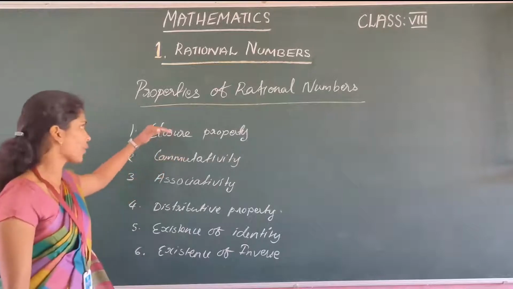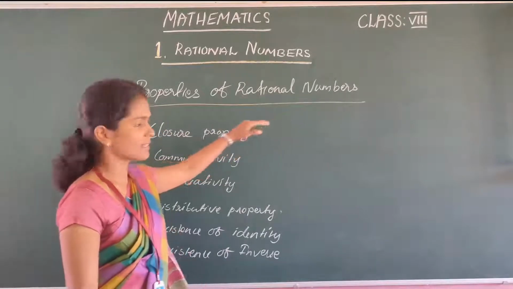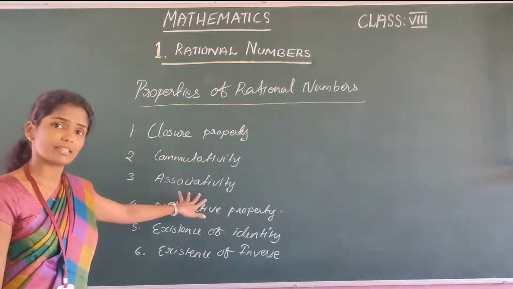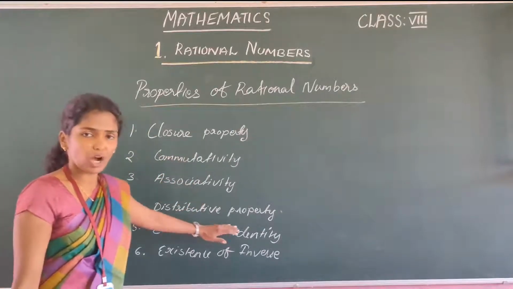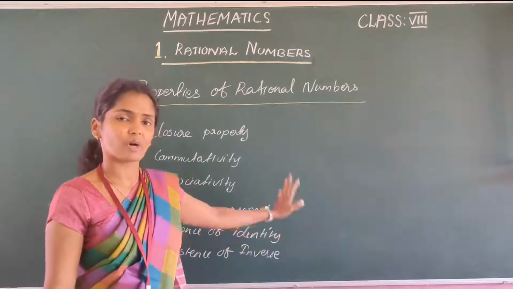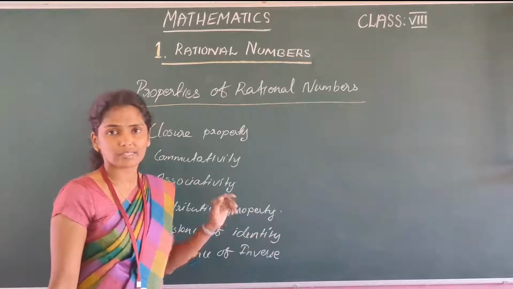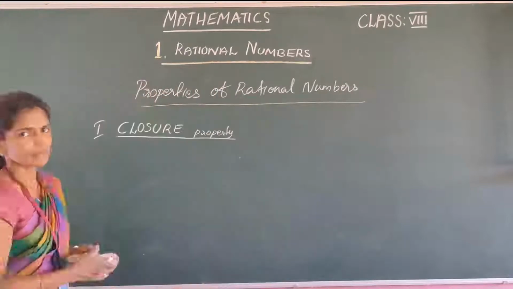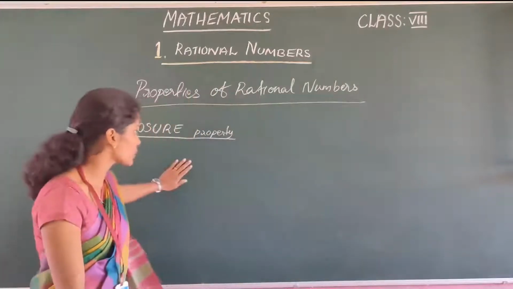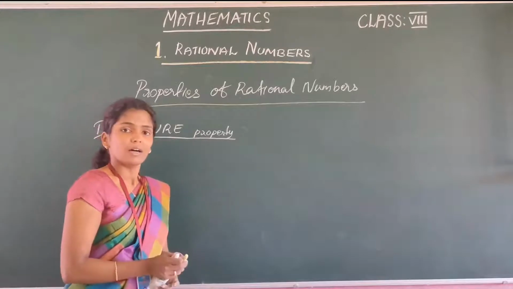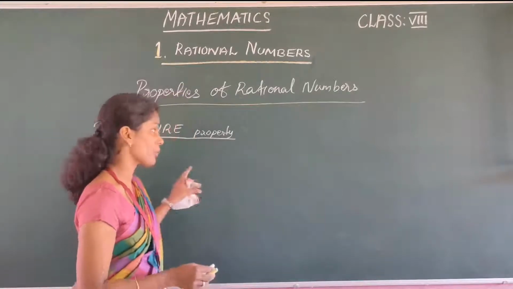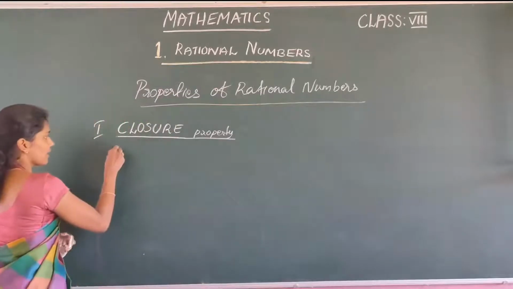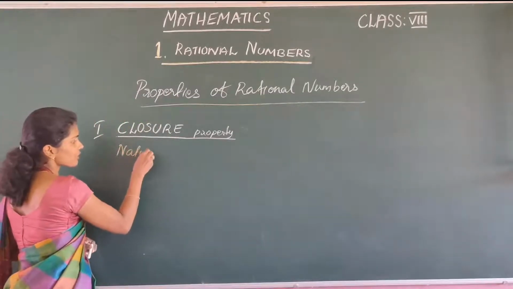And our next topic, properties of rational numbers. Here we discuss the properties of closure property, commutativity, associativity, distributive law, also existence of identity and existence of inverse. First we take closure property. Our first property, closure property. Here first we take closure property in natural numbers.